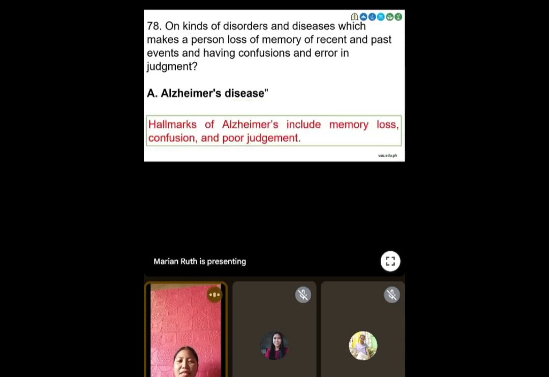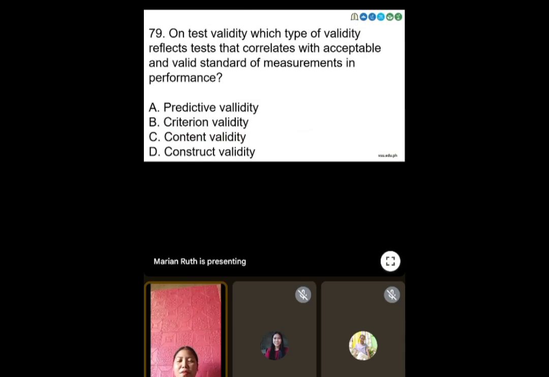Item 79. On test validity, which type of validity reflects test that correlates with acceptable and valid standard of measurement in performance? A. Predictive validity. B. Criterion validity. C. Content validity. Or D. Construct validity. So what do you think is the correct answer?